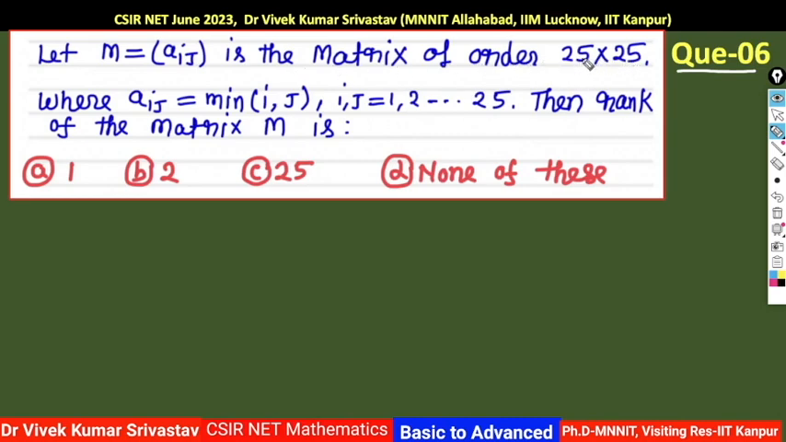Now see, the element of this matrix is defined by aij, which is the minimum of i and j, where i and j are from 1, 2, 3 up to 25. It is very clear, i and j are the suffixes of this a. This means that i represents the row and j represents the column. Then the rank of the matrix M is, again I repeat, first you people try to pause this video and solve by yourself.